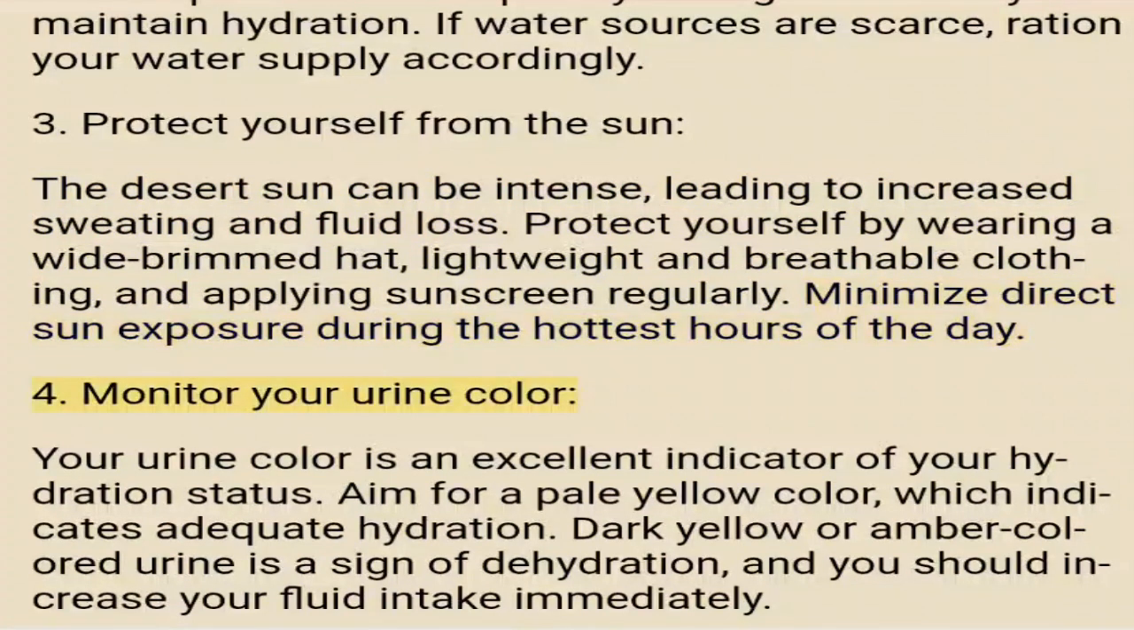4. Monitor your urine color. Your urine color is an excellent indicator of your hydration status. Aim for a pale yellow color, which indicates adequate hydration. Dark yellow or amber-colored urine is a sign of dehydration, and you should increase your fluid intake immediately.